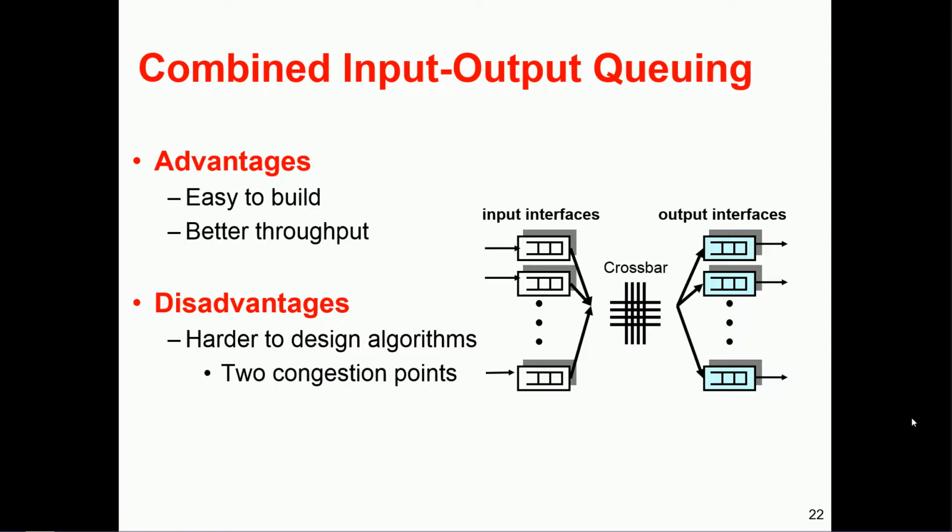Some of the advantages to this input-output queuing is it's really easy to build, it has really good throughput. However, it's harder to design our algorithm, and it does allow for congestion points. That was a big thing.